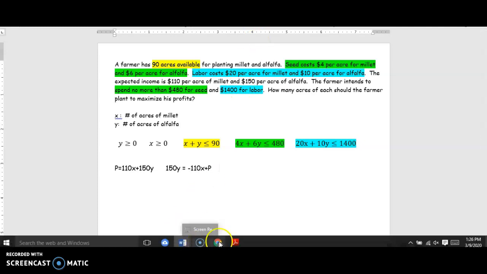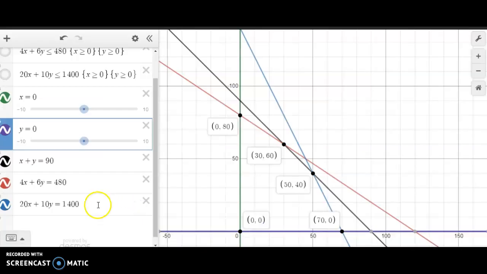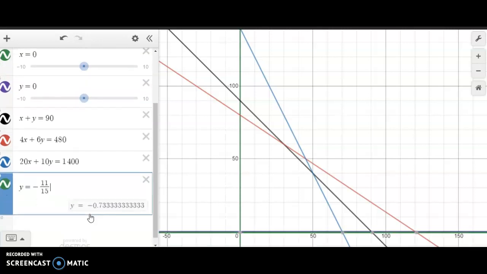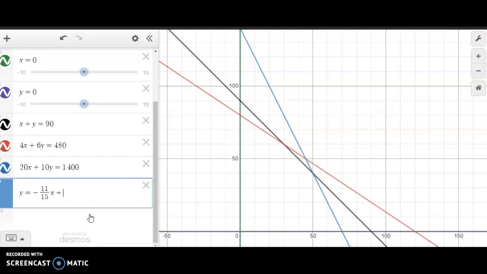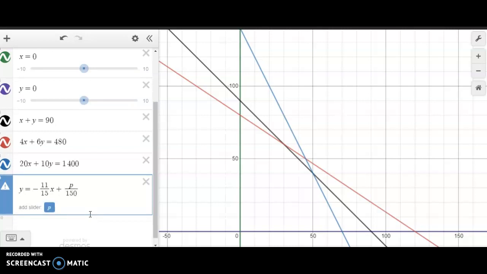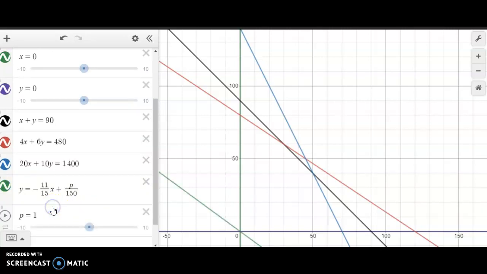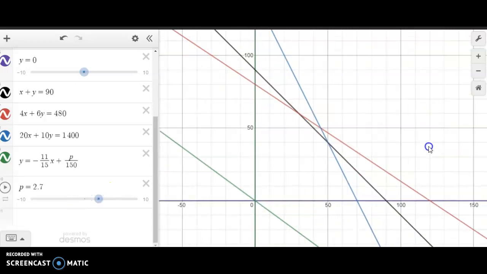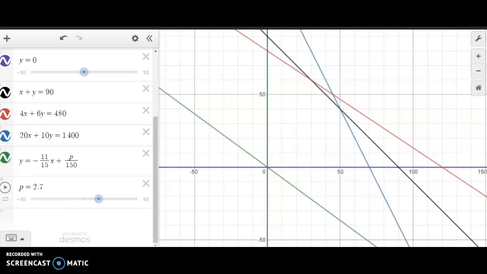Let's get back to where we were here. I'll go ahead and put it in here. What I'll end up with is y equals negative 11/15 x plus P divided by 150. And what this allows me to do is put in what's called a slider. So I'm going to put that slider in there, and what that slider is going to do is move that equation. Now you don't see the line moving much. Here's our profit line. You don't see it moving now, but what I've got to do is get the numbers larger in that slider.